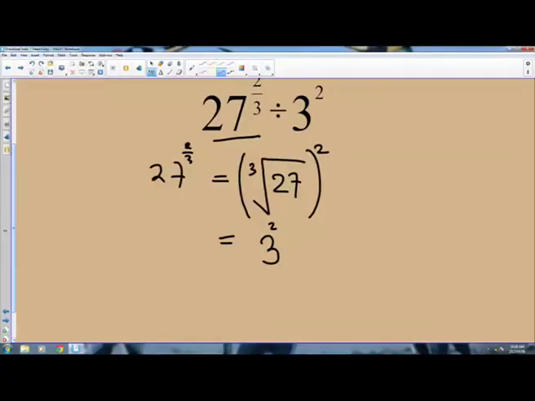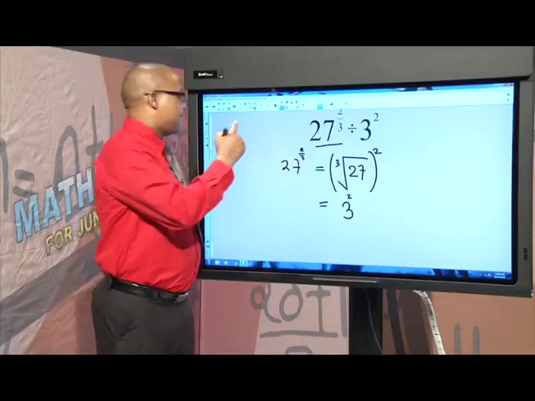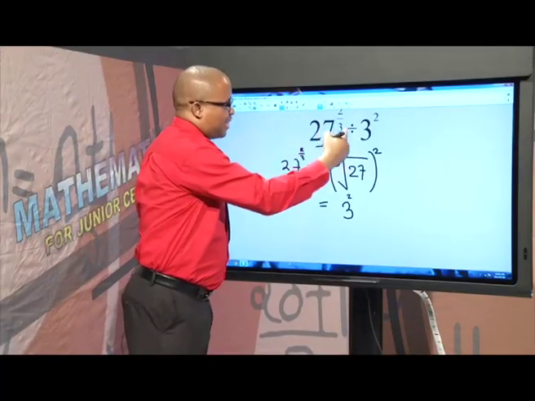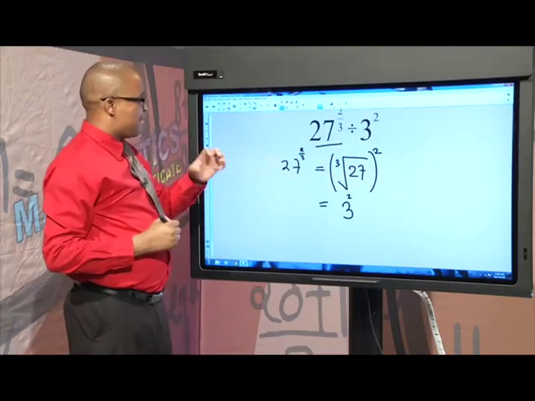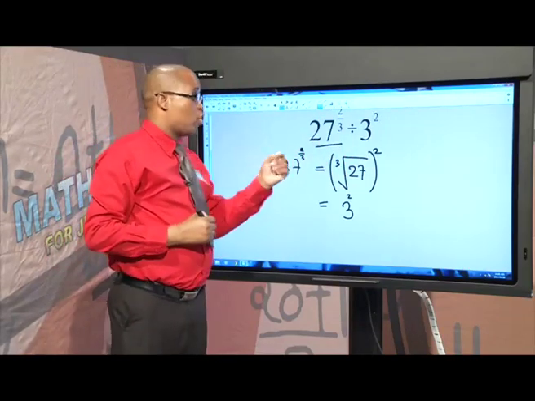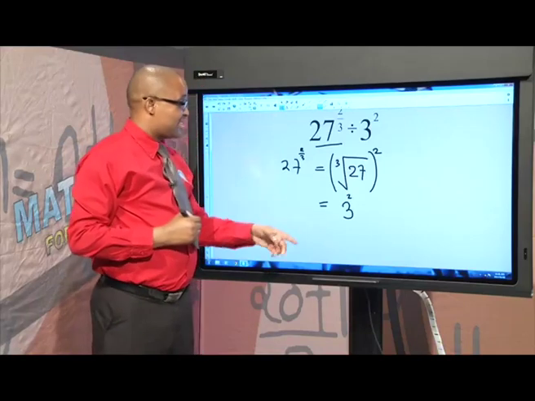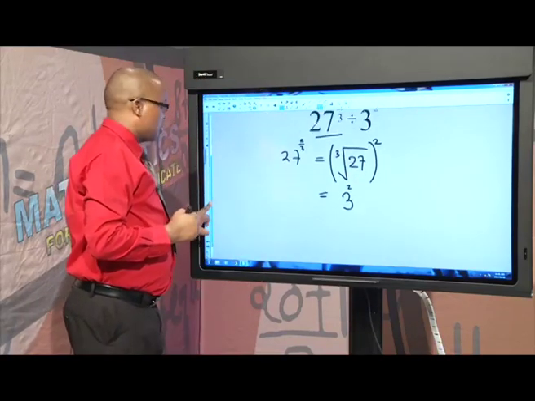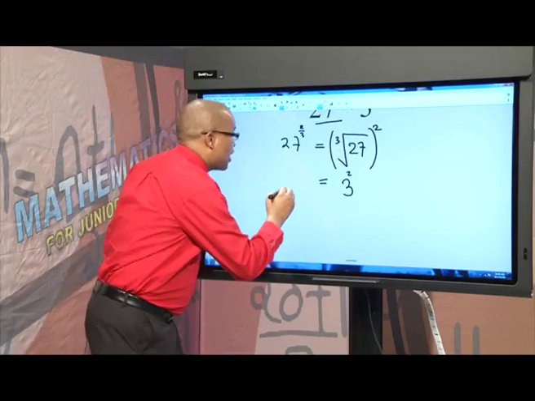Now, remember, the question did not say evaluate what 27 to the power 2 over 3 is. It says find out what 27 to the power 2 over 3 divided by 3 squared is. So we have evaluated what 27 to the power 2 over 3 is, and we got this as 3 squared. And now this is what you are going to do.